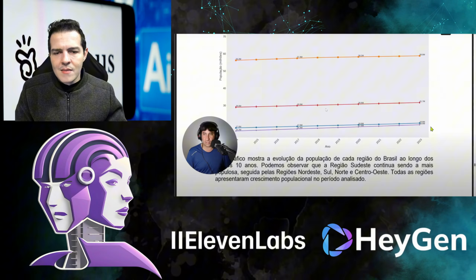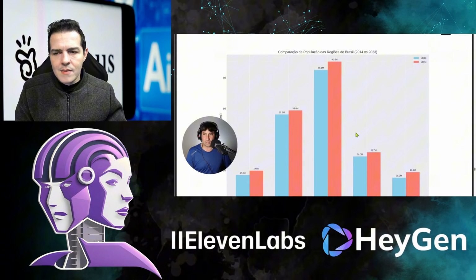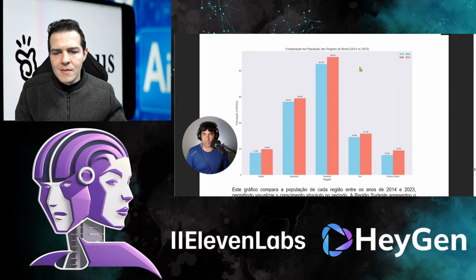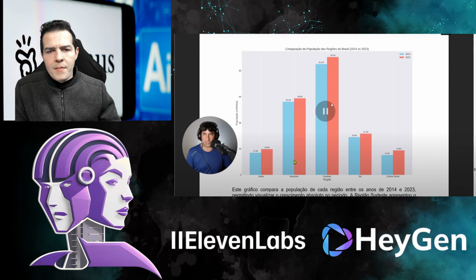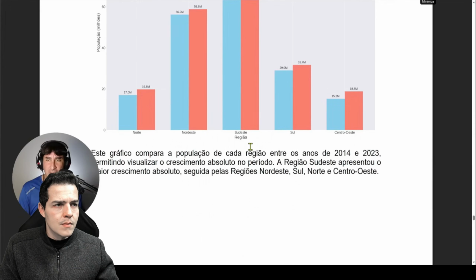It took data from 2014 to 2023. Really interesting. And look here too: comparison of the population of the regions of Brazil. I'm going to zoom out a bit here, otherwise we can't see. North, Northeast, Southeast, South, and Center West. It has to create a website, right? Let's see if it did. And then it made the little bars comparing 2014 with 2023. Really interesting. I'm not sure if these values are correct here. We'll have to check it later.